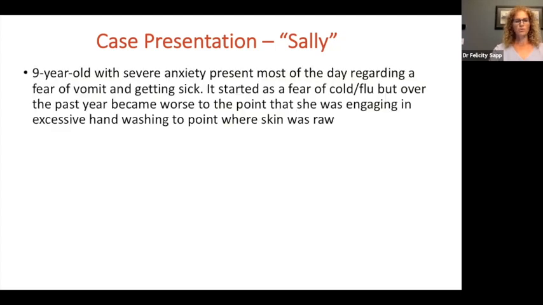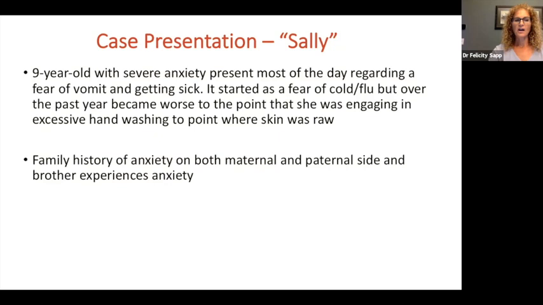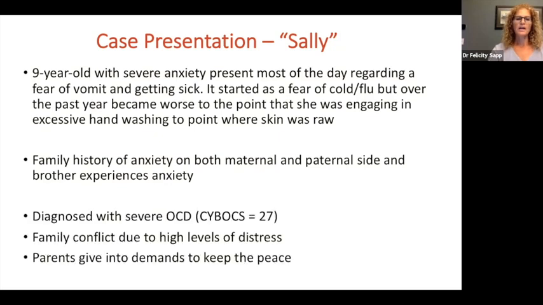So Sally was a 9-year-old, and she had severe anxiety that had been present most of the day for about a year. It was initially about getting a cold or the flu, but in the past year, it had become worse, where she was afraid of throwing up, getting sick. By the time I saw her, she was engaging in lots of hand washing, and her hands were just raw. There was a family history on both mom's and dad's side, and the brother experienced anxiety. I diagnosed her in the severe range. There was a lot of family conflict going on because she was so distressed, and parents were trying to keep the peace, so they were just giving in.